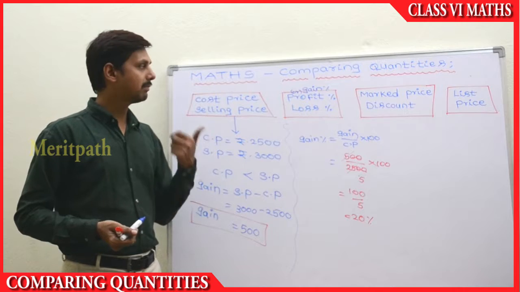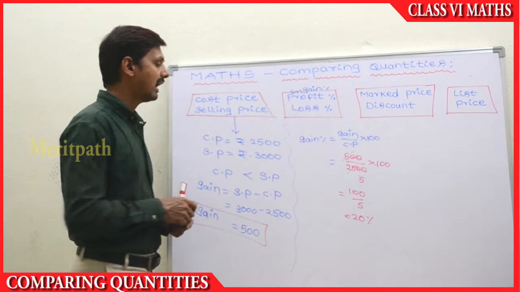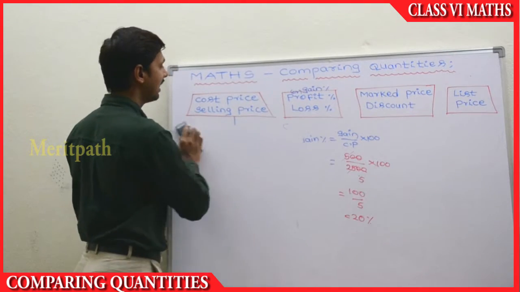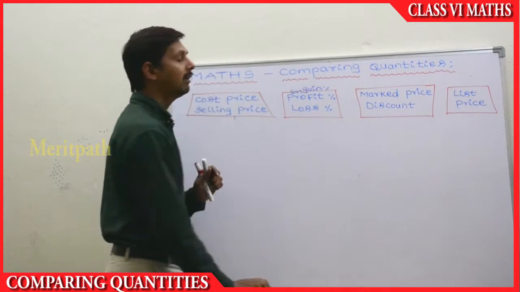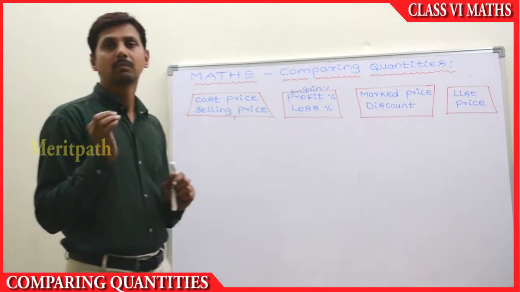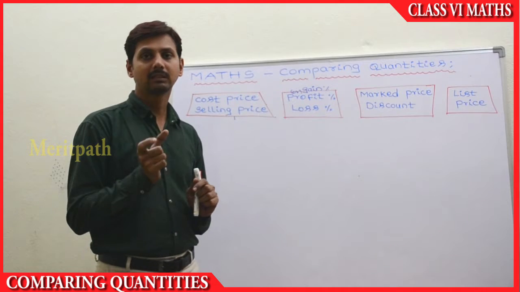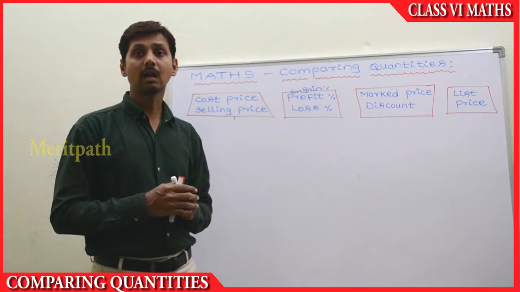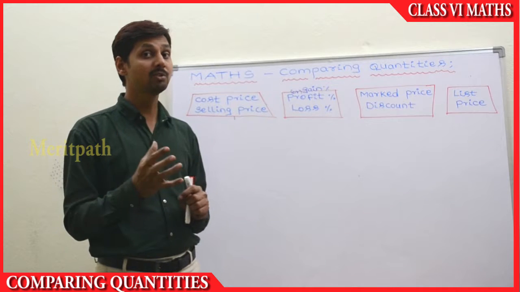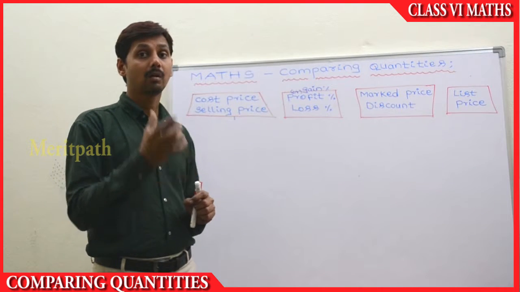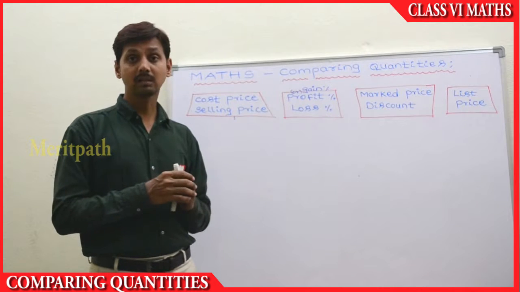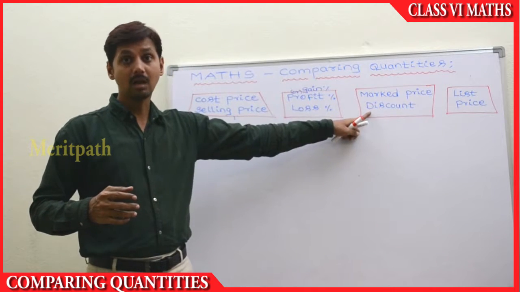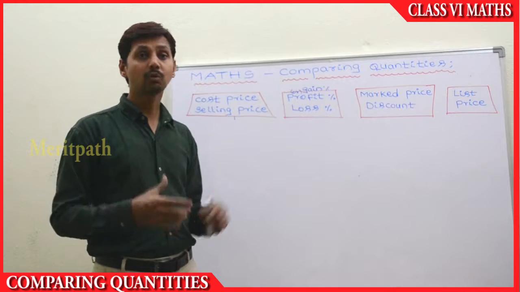Let's take one example for mark price and discount. As we know, we purchase things from the market. The price printed on the material or the thing is called mark price. If the seller gives some discount on it, that means they reduce some amount from the printed price, and that is called discount.